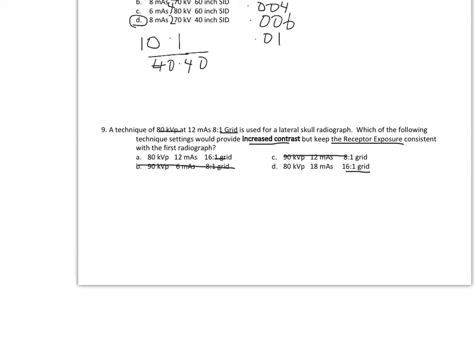Now, a 16:1 grid at 12 mAs would not give the same receptor exposure, and so to calculate this out, you would use the 12 mAs using an 8:1 grid over 4 equals what mAs using a 16:1 grid, and the grid conversion factor is 6, and so x would be equal to 6 times 12 divided by 4, and that ends up being 18 mAs down here, letter D.